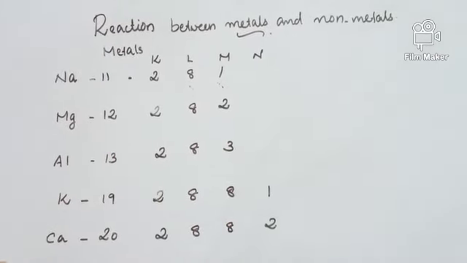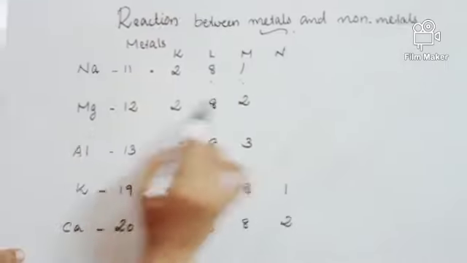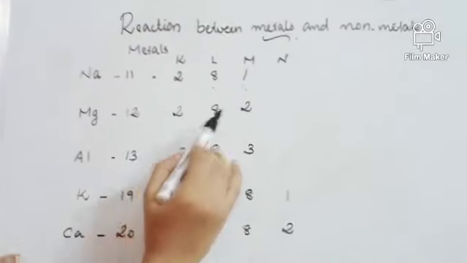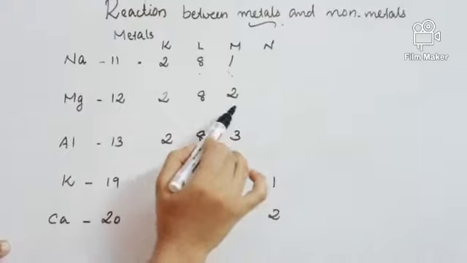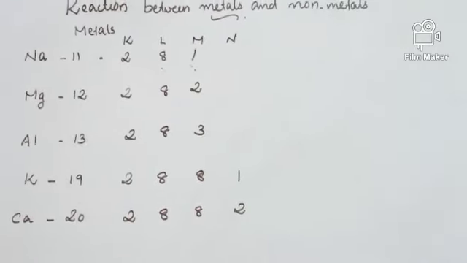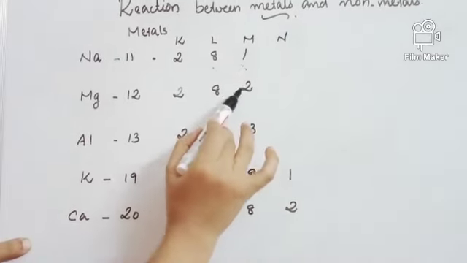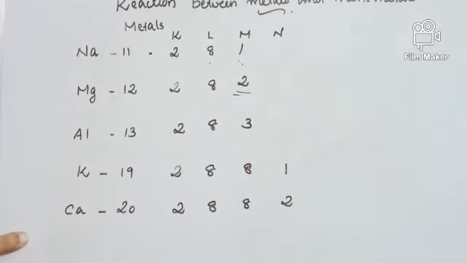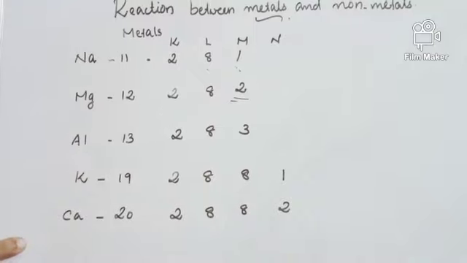Now magnesium. Magnesium also has 2 electrons in the outermost shell. So it is easy for magnesium to lose these 2 electrons and attain 8 electrons in the outermost shell so that it can attain stability. So magnesium will also try to lose these 2 electrons in the outermost shell.